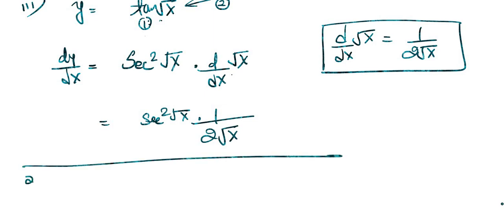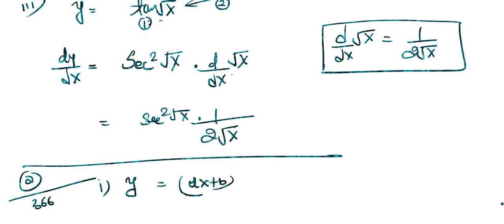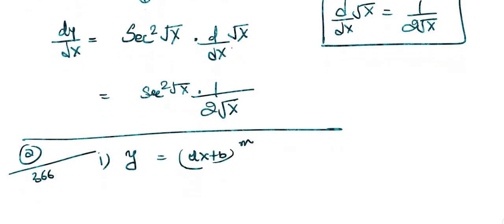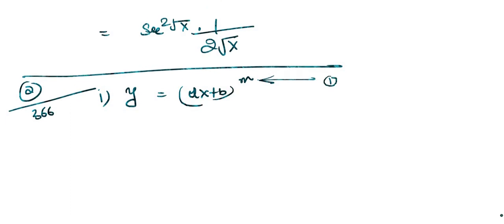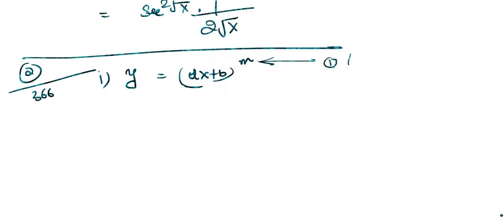So this is okay. Question 2 you will find on page 366. It says first part, y is equal to (ax plus b) power m. This is the question. So I told you already, whenever there is a power, we give first priority to power. Okay, this is a chain rule again. Why chain rule? Because it looks like x raised to power n, but this is not x. Here this is ax plus b. So we give priority to the power, and whatever is inside we will treat as the second function.